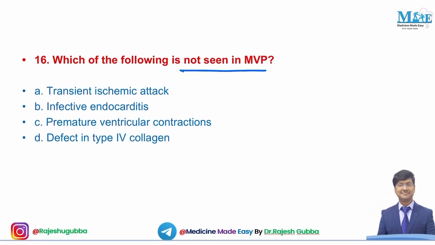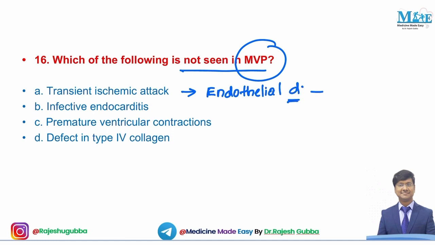Which of the following is not seen in mitral valve prolapse? Transient ischemic attack, infective endocarditis, premature ventricular contractions, or defect in type 3 collagen. Mitral valve prolapse can cause transient ischemic attack. That is mainly because of the endothelial disruption, which can lead to cerebral emboli.